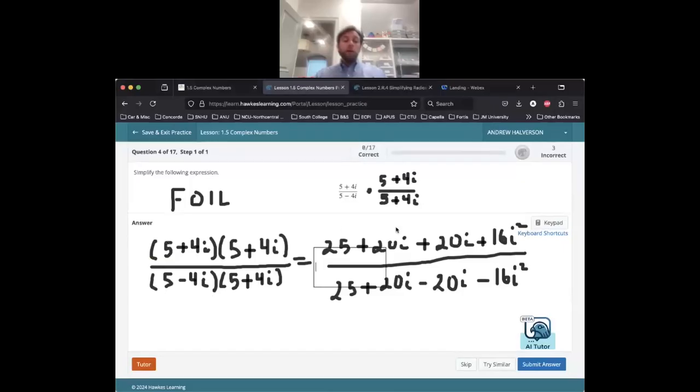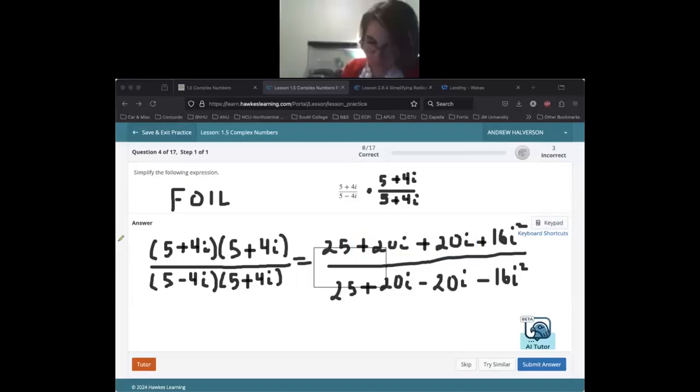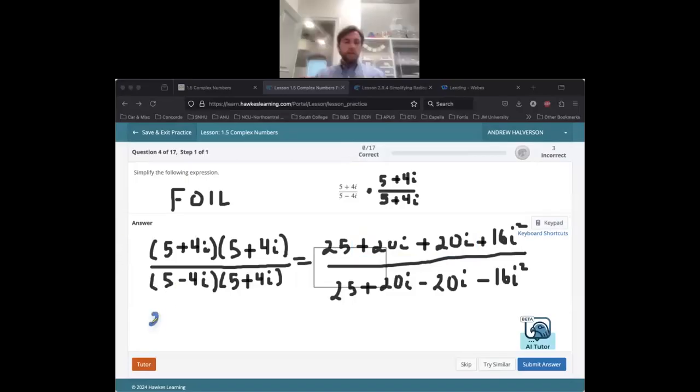At this point, combine your like terms. In the top, we combine the like terms, the two 20i's. So that's going to give us 25 plus 40i plus 16i squared.